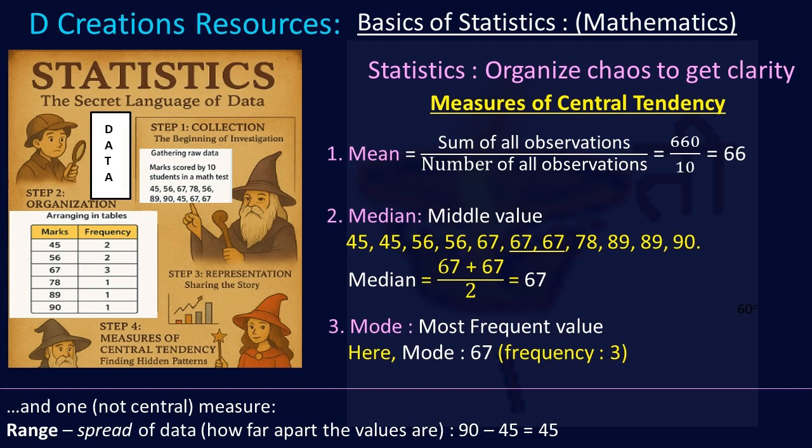So now the data is no more confusing or chaotic. Instead, we have organized it, we have analyzed it, and we have interpreted it. So that is the power of statistics, where we are going from chaos to clarity by organization and analysis.